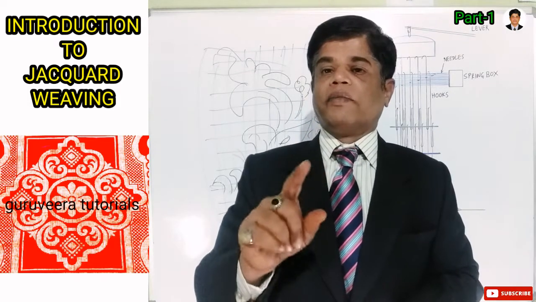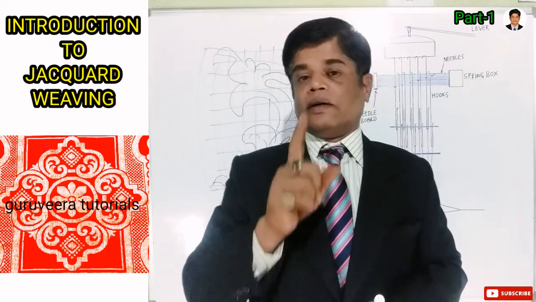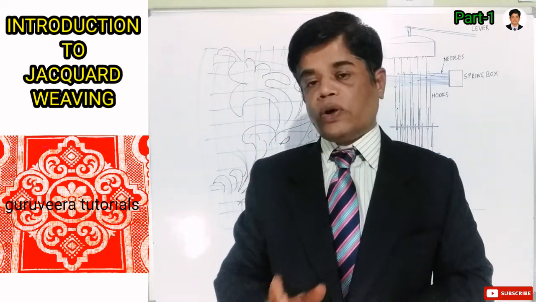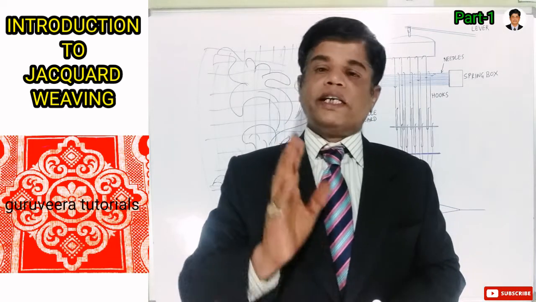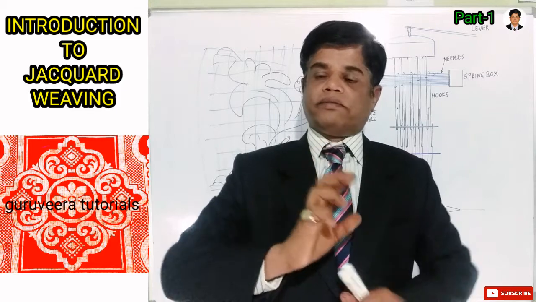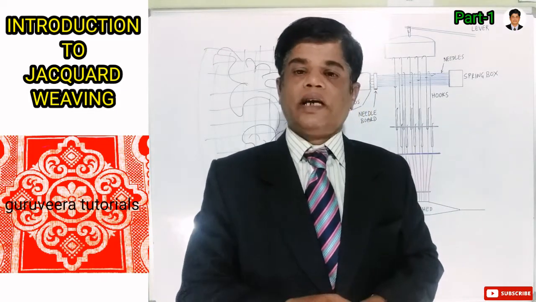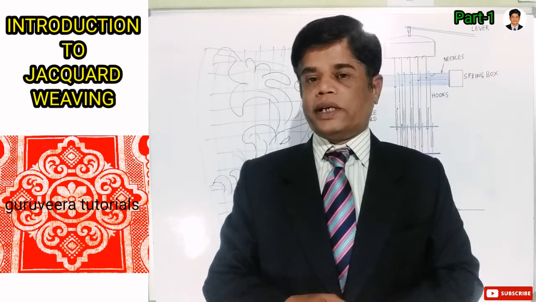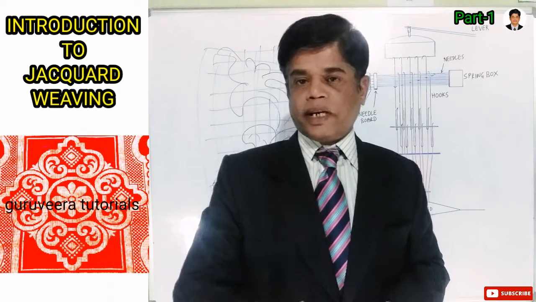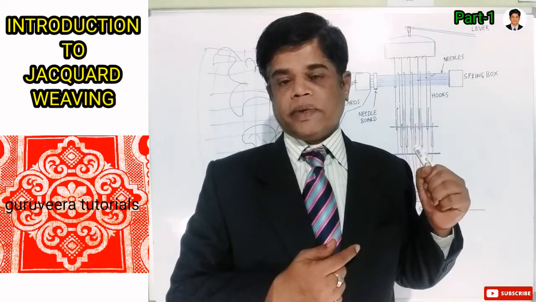Even though the jacquard mechanism is very complicated and the designs are complicated, the fabric to achieve this is also complicated. Now the technology has developed, very high speed jacquard machines are there, so there is no question about achieving production and production efficiency. Okay, so please watch my next video on jacquard mechanism, I will explain.